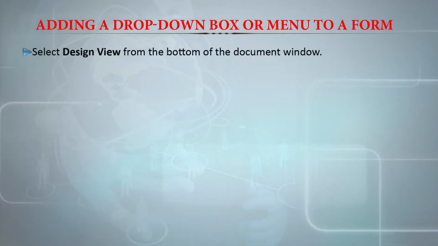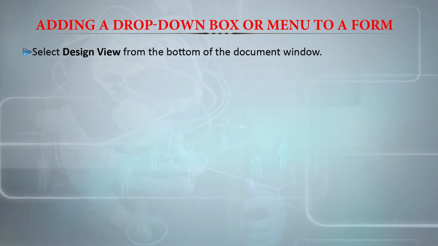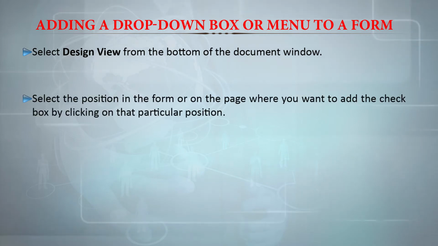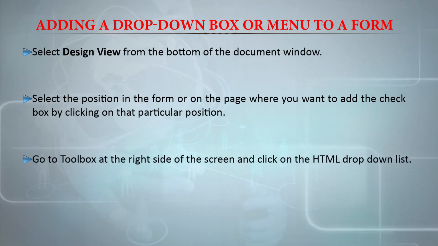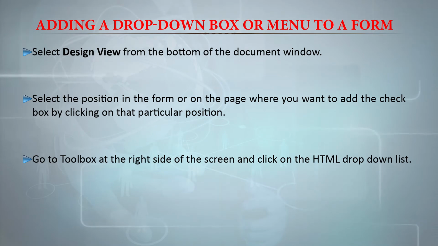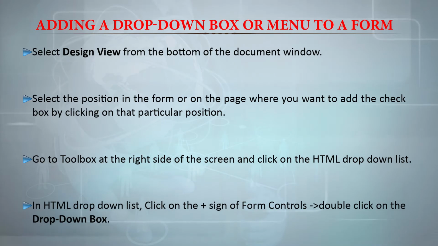For that, what you have to do is select the design view from the bottom of the document window. Then select the position in the form or on the page where you want to add the drop down box by clicking on that particular position. Go to the toolbox at the right side of the screen and click on the HTML drop down list. In the HTML drop down list, click on the plus sign of form controls. Then double click on the drop down box.